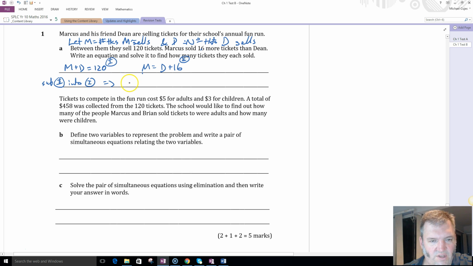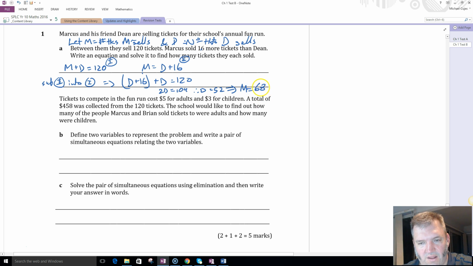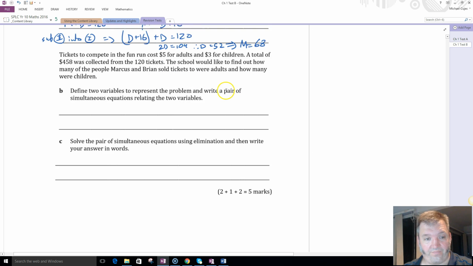What does that give me? It gives me D + 16 + D = 120. 2D = 104. Therefore, the number of tickets Dean sold equals 52. What does that imply? It implies Marcus's tickets sold is 52 + 16, 68. Add them together, it's 120. So we're pretty sure we got that right.